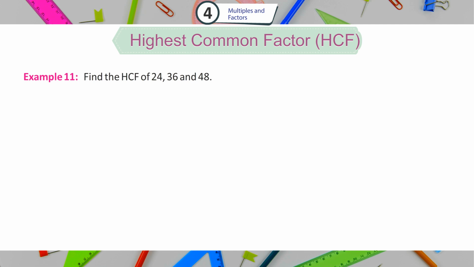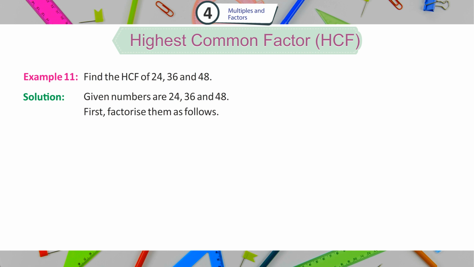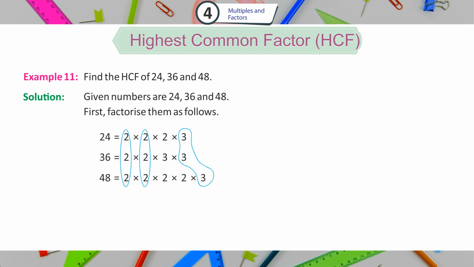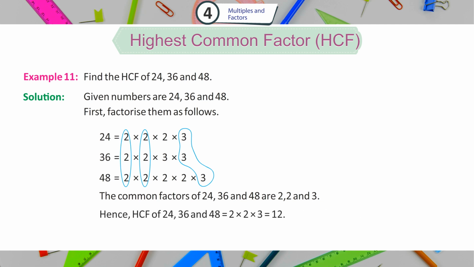Example 11. Find the HCF of 24, 36, and 48. Solution. Given numbers are 24, 36, and 48. First, factorize them as follows. 24 is equal to 2 into 2 into 2 into 3. 36 is equal to 2 into 2 into 3 into 3. 48 is equal to 2 into 2 into 2 into 2 into 3. The common factors of 24, 36, and 48 are 2, 2, and 3. Hence, HCF of 24, 36, and 48 is equal to 2 into 2 into 3, which is 12.